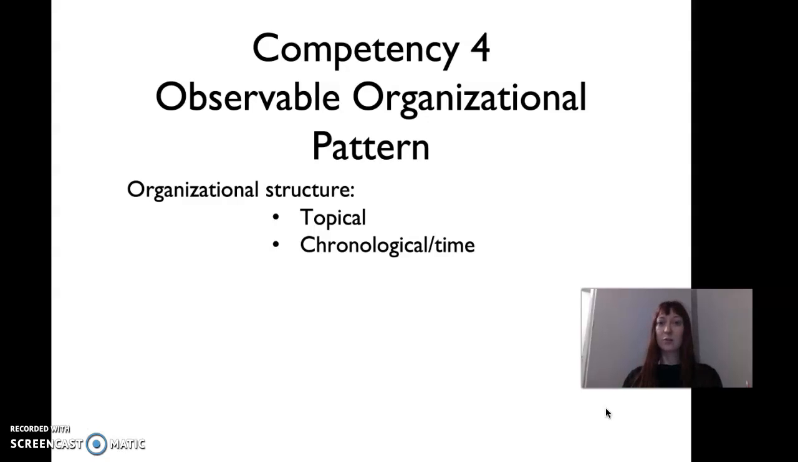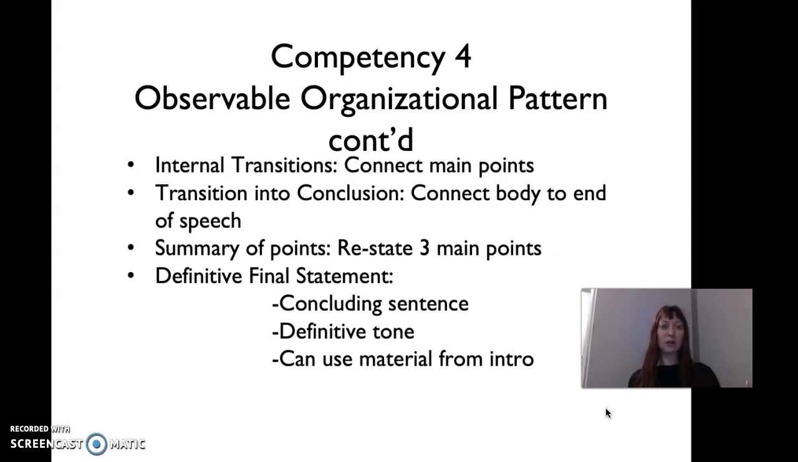Your textbook talks about different types. You can do a spatial pattern, you can do a star pattern. There are so many different ones, but the two most common are really going to be the topical, little mini topics, or chronological. Let's take a look, continuing on with competency 4, at internal transitions.